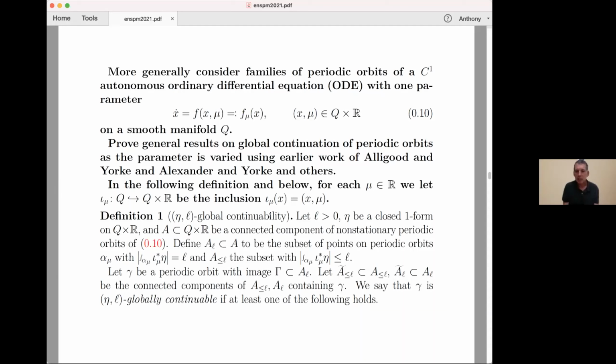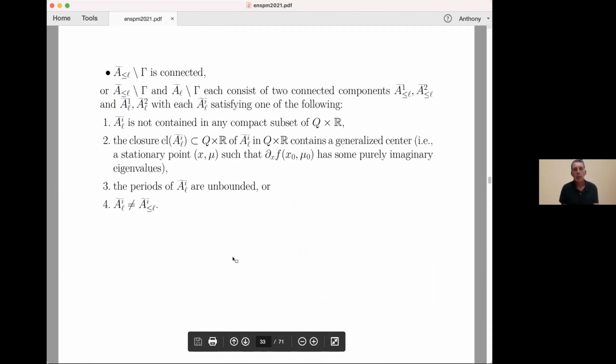And then let A_L be the subset of points on periodic orbits where this integral is fixed to some number L, and A_{≤L} a subset where it's less than or equal to L. And let gamma be a periodic orbit with an image inside the set. So I've got the set where I have a bunch of periodic orbits. I look at the connected components, and then we say that gamma is eta-L globally continuable if at least one of the following holds. So A modulo gamma is connected, or you basically have two connected components with a couple of other technical conditions.